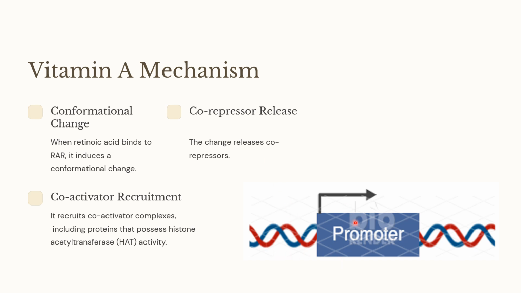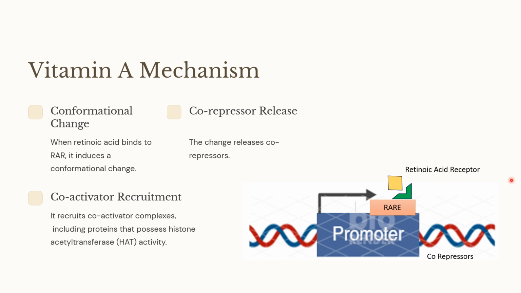So this is our DNA and this is the promoter region. In the promoter region, we have the retinoic acid response elements which are attached to the promoter region, to which the retinoic acid receptor is attached. Normally the retinoic acid receptor will be attached to co-repressors. Now, when the retinoic acid binds to this retinoic acid receptor in this way, it facilitates the recruitment of the RNA polymerase 2. But initially, it will remove these co-repressors.